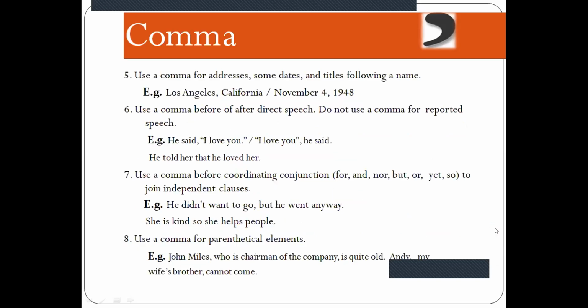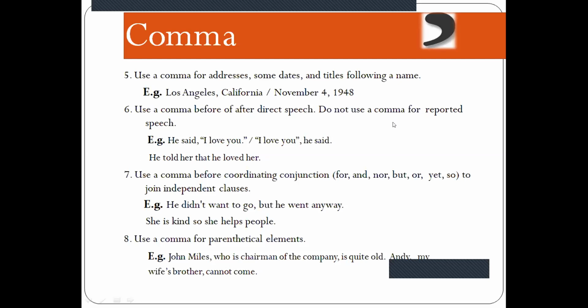Comma still: use a comma for addresses, some dates, and titles following a name. For example, Los Angeles, California; Mogadishu, Somalia; Kampala, Uganda. Between the city and the country, you put a comma. November 4th, you put a comma, 1998. But I prefer to start with the date, like 4th November, comma, 1998, full stop.